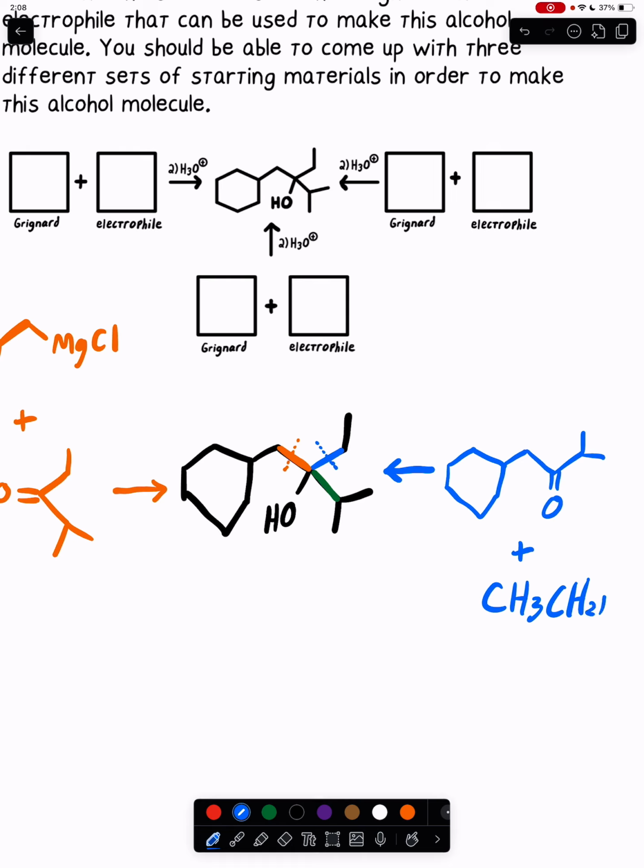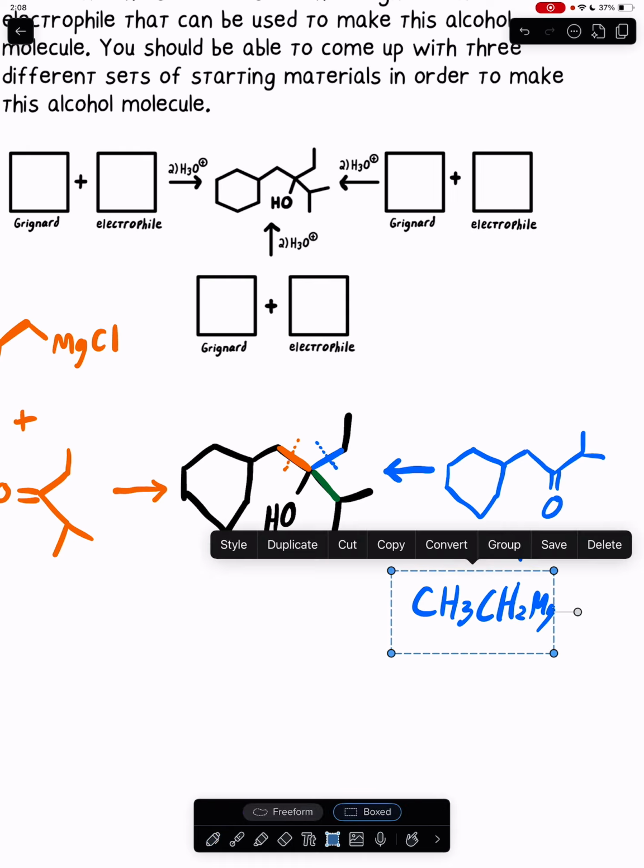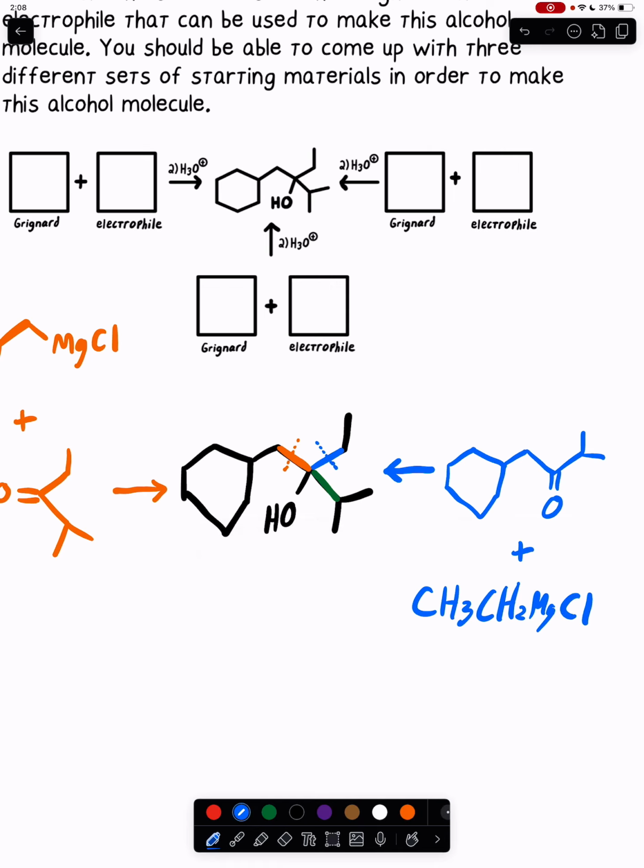CH3CH2MgCl. Let me move this over a bit; I kind of ran out of room. I'm just randomly choosing chlorine there. Those 2 things together, followed by an acidic workup, would make this specific alcohol.